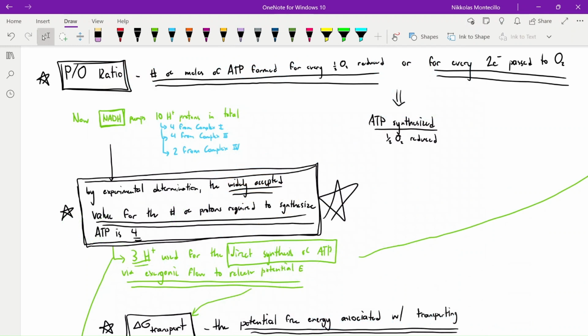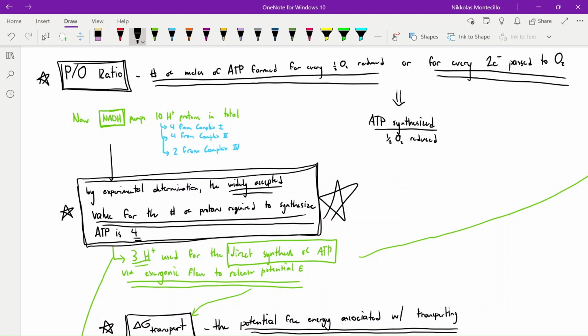This is one of the last concepts for ATP synthesis. So now that we have an idea of how ATP synthase works, and how the electrochemical gradient can be used to do work, we can now go into the idea of the P/O ratio, which just refers to the number of moles of ATP formed for every half of O2 reduced, or for every 2 electrons passed to O2.